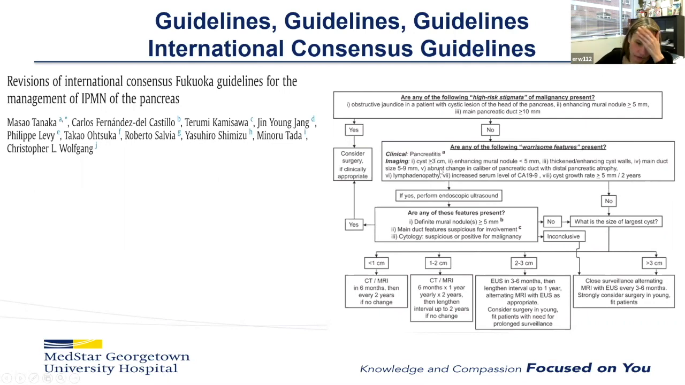So cysts greater than or equal to 3 centimeters. This has been demoted over time. It used to be up in the category of needs to be resected, and now is one of the worrisome features. Enhancing mural nodules that are less than 5 millimeters.